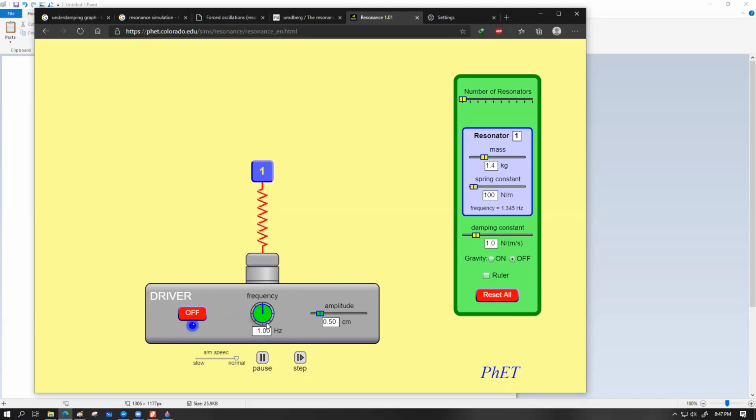Okay, so see what just happened? Where is this? Where is 0? Okay, so this is 0, no oscillation. How can I increase this gradually? Or do I have to use the mouse?